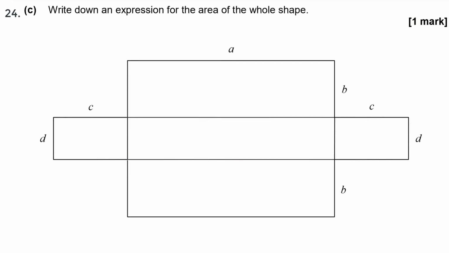The final part of the question asks for an expression for the whole area of the shape. So this part here is A times B. This part here is CD. We've got another CD over here. In the center we had AD, and then we've got another AB down here. So altogether we've got two ABs, we've got two CDs, and we've got an AD.